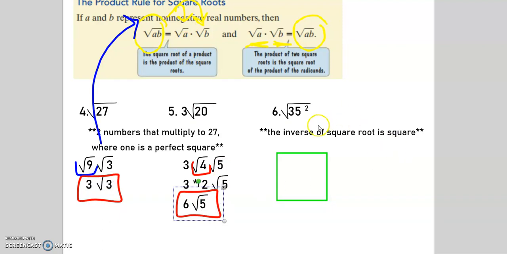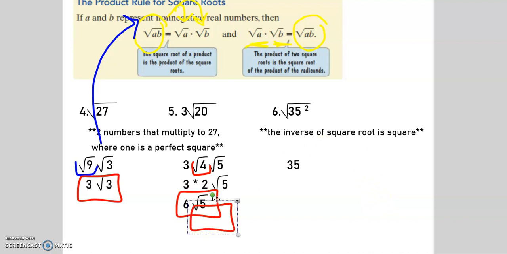Okay, and then this last one's the best case scenario, right? It's super easy. We need to remember the inverse, or the opposite of a square root, is something getting squared. So when 2 things are opposite, they cancel each other out. So the square root of 35 squared is just 35. What a dream, right? So easy.